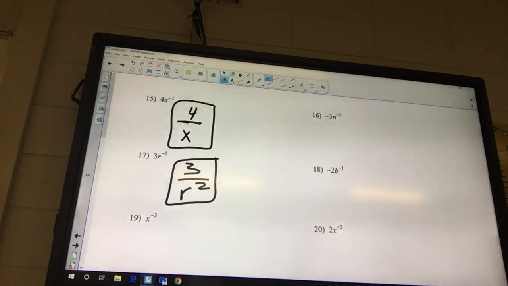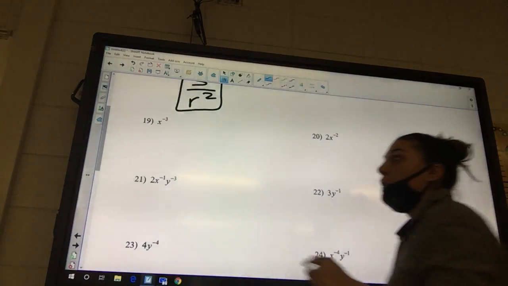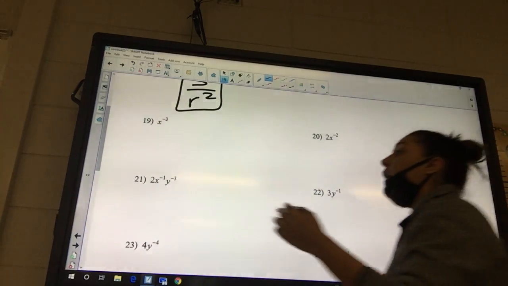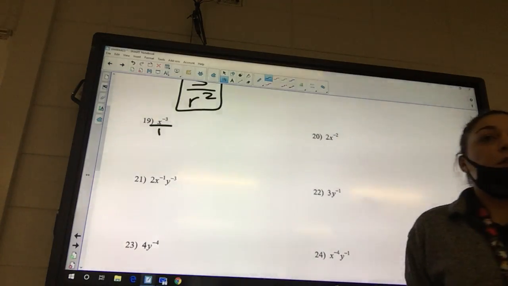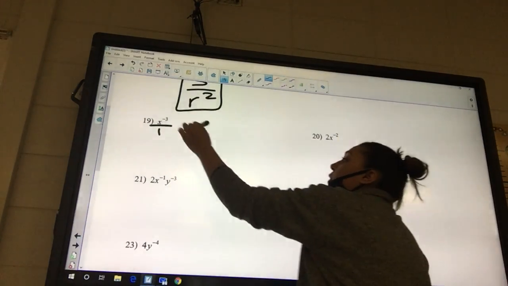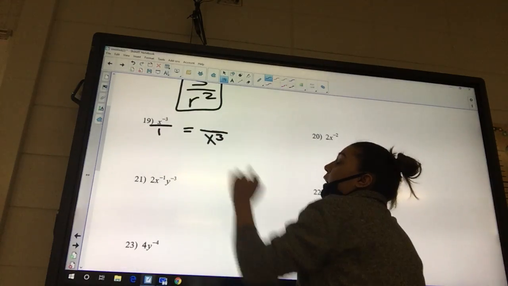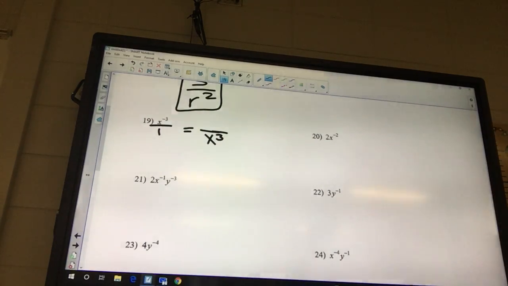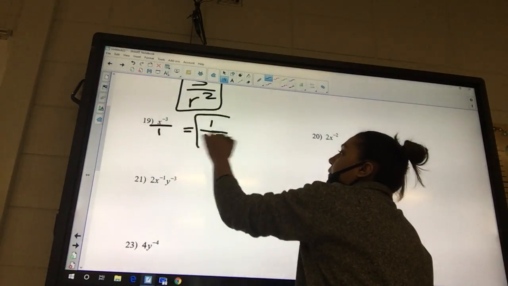Negative 3, 19, x over 3? No, close. 1 over x over 3, because any number we can write over 1. And so on the bottom, it's going to be x over 3. But you can't leave a fraction with nothing on top. And so really you're just kind of flipping it. Trey running this A game.